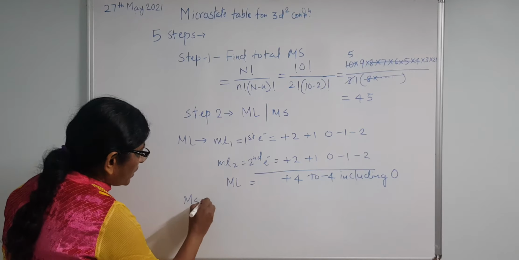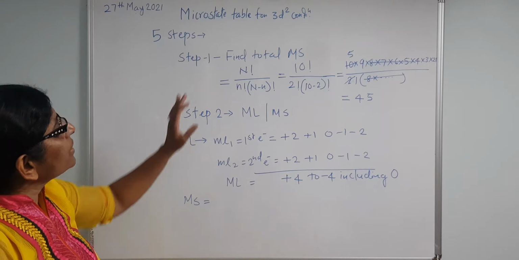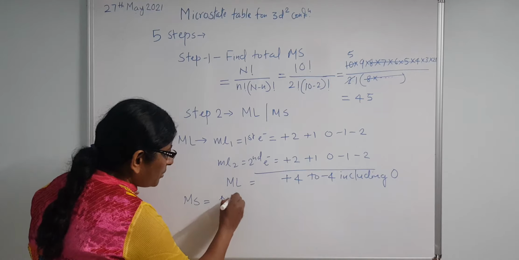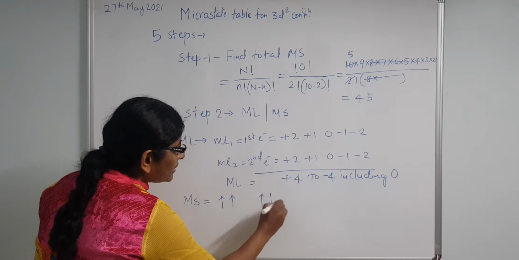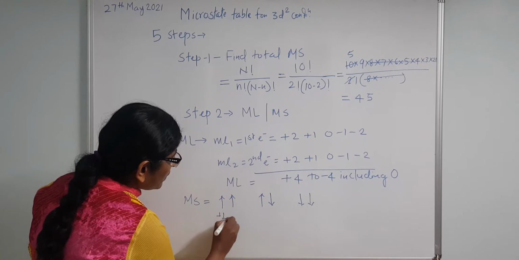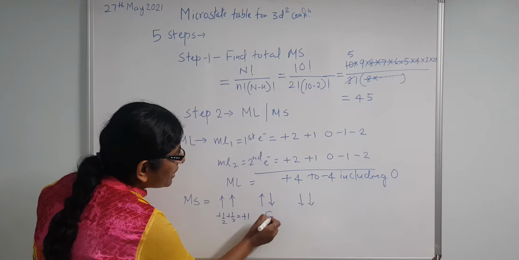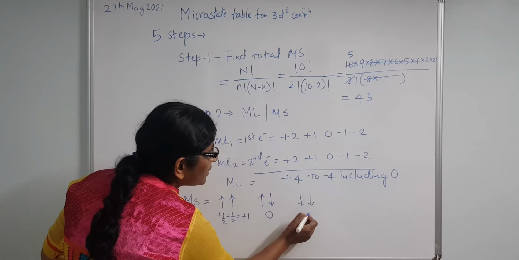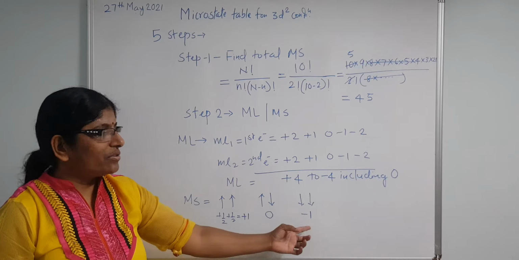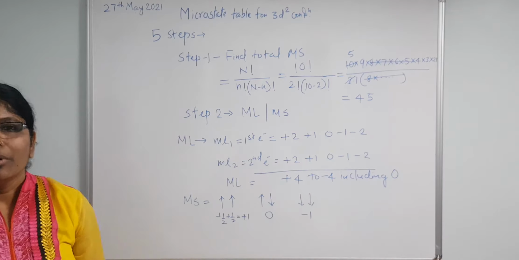Now ms. ms is the total spin angular momentum quantum number. How many electrons are there? 2 electrons. How many combinations can we make? Either these 2 electrons will be parallel, or one parallel and another anti-parallel, or both anti-parallel. So plus half, plus half, it will come plus 1. Here plus half, minus half, it will come 0. And here minus half, minus half, it will come minus 1. So these are the ms values, plus 1, 0, minus 1, and these are the ml values, plus 4 to minus 4, including 0.